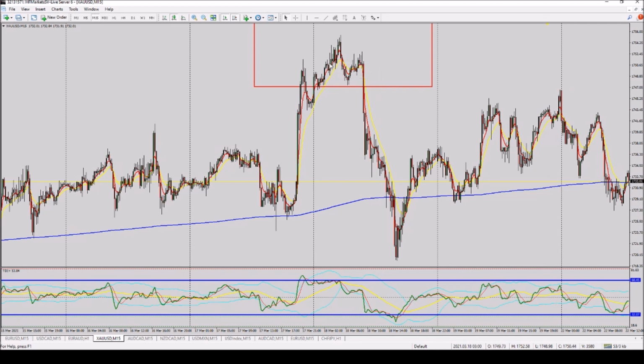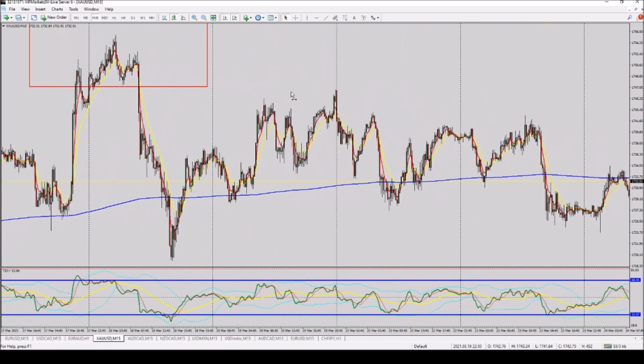Here we had the head and shoulders, which was clear. As you can see, this is the shoulder, the head, the shoulder, and from there we're going to enter at this point, and our target was going to be reached.